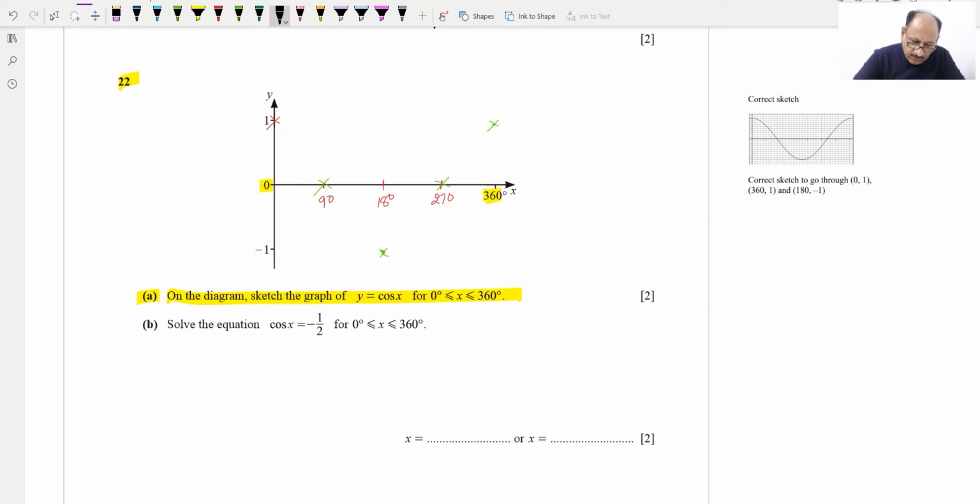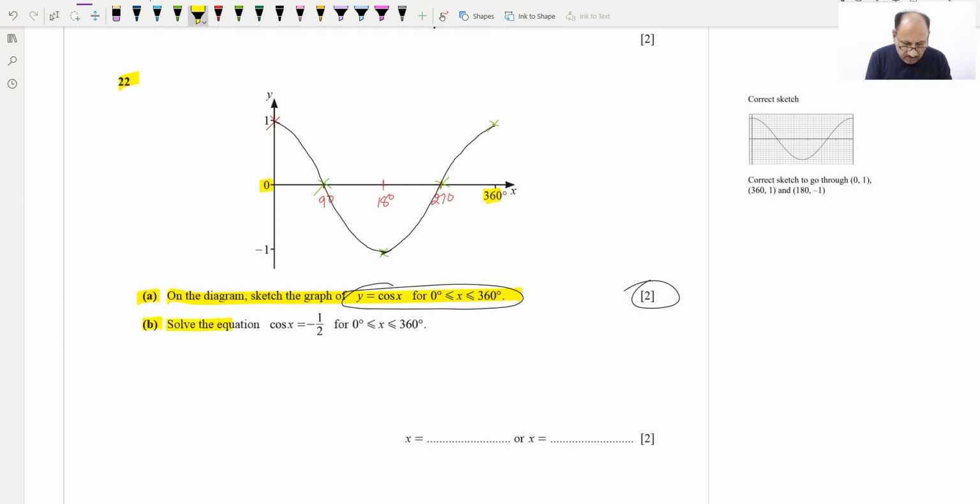Now we need to plot the graph. So I'm just starting from here, moving to this side and this one, and similarly moving to this side, passing through 90 and this one. This is the sketch we have drawn. This is y is equal to cos x from 0 to 360, and this was 2 marks.